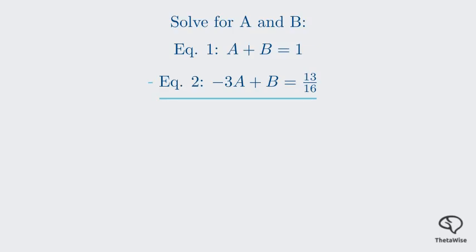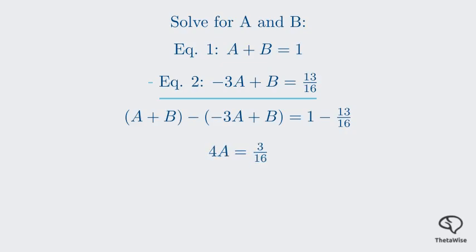The memo used the method of subtraction, which works well here because the b terms have the same coefficient. Let's subtract equation 2 from equation 1. Subtracting negative 3a from a gives a plus 3a, which is 4a. Subtracting b from b gives 0, and subtracting 13/16 from 1 gives 3/16. So we have 4a equals 3/16. To find a, we divide both sides by 4. a equals 3/16 divided by 4.